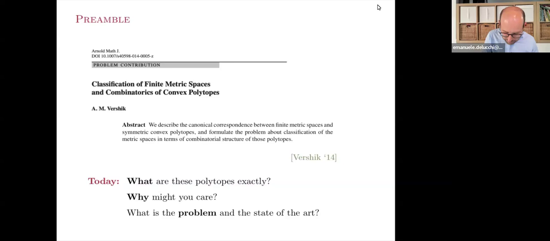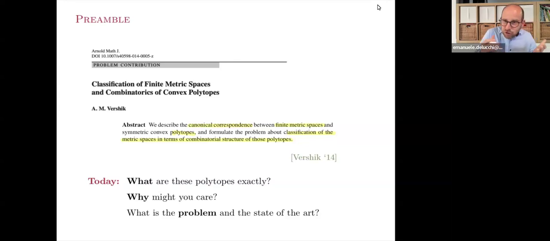He says, well, there is actually a canonical correspondence between metric spaces and polytopes, right? And somehow then the question arises, can you classify metric spaces in terms of these polytopes? Okay, so for every finite metric space, I construct a polytope, and I want to see how the polytope changes if the metric space changes. So the problem of classification, I would say it's still a problem. So this is a talk more about a problem than about a solution.